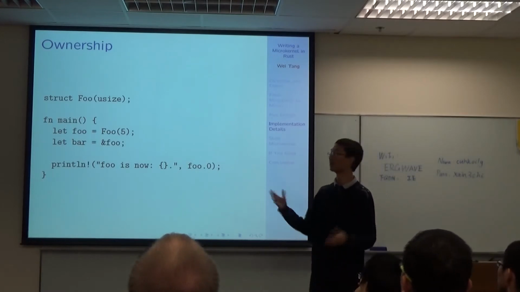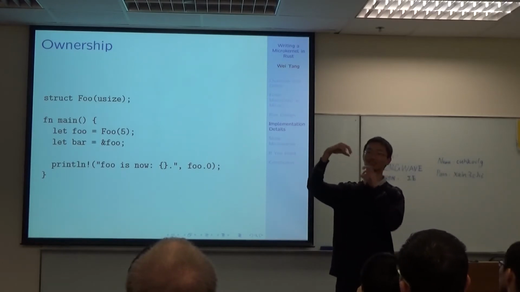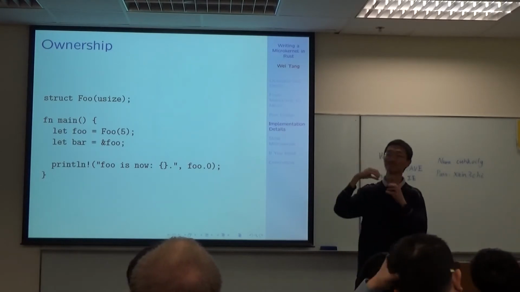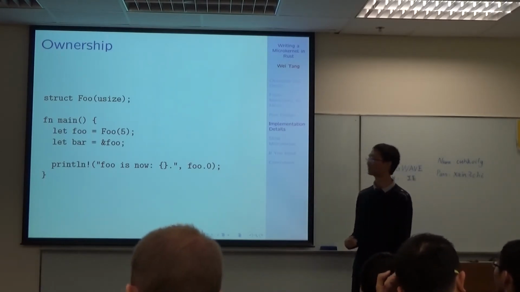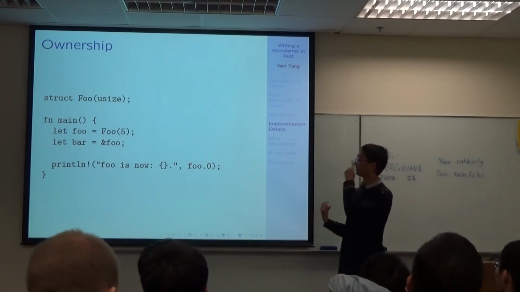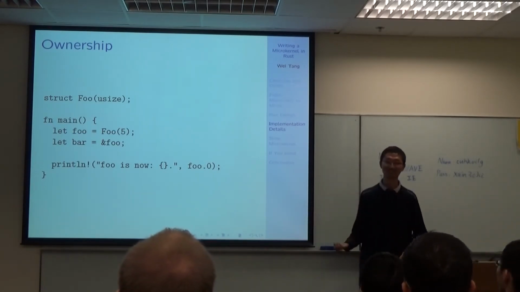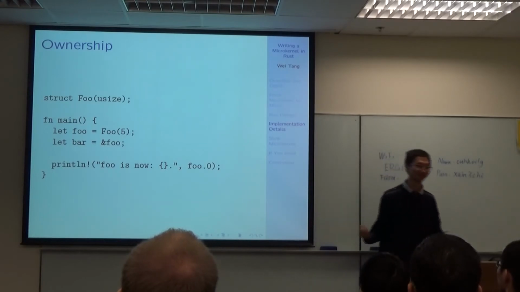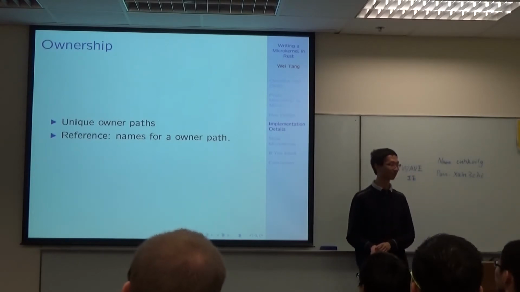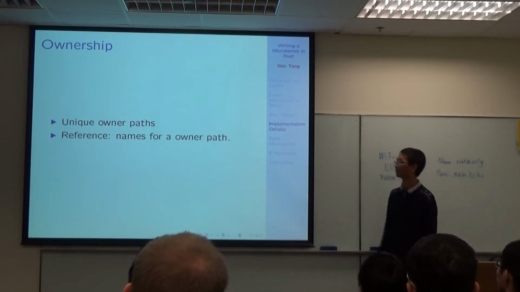But you can actually make a reference of this full. A reference is like you create a name of that path, so you can have multiple names. But there are also some rules that try to make sure you don't mess things up, like data writes or other things. So you get a unique owner path, and you have references, and you can think of them like names for owner paths.